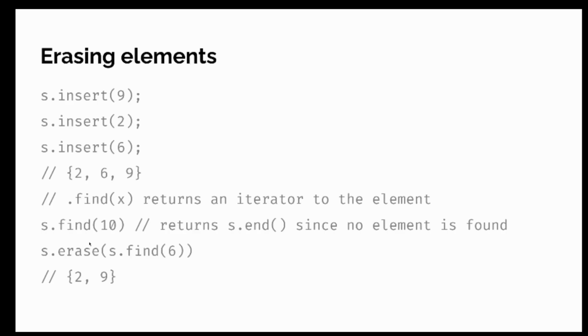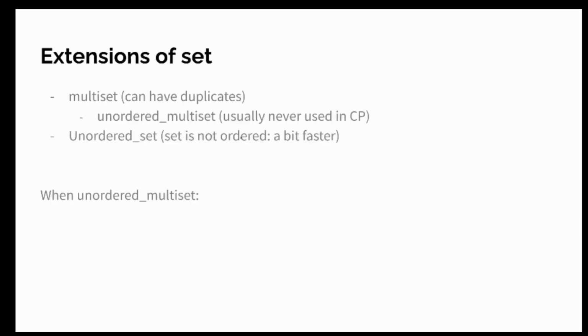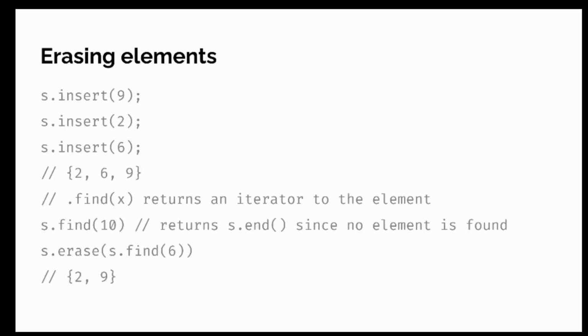Okay, so you can actually also do s dot erase. What s dot erase does is it removes the element from the set. So in order to erase an element from the set, I think you have to give it a pointer towards that variable. So if you wanted to remove 6 from the set, you would use s dot find 6, pass that into s dot erase, and it will remove it from the set.